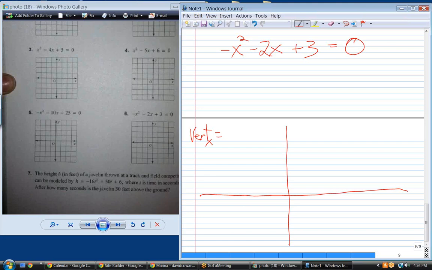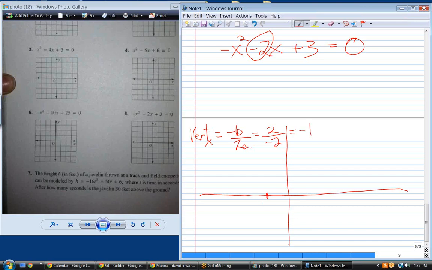For the vertex, I got 2 over 6. Okay, what's b? 2. B is actually negative 2. In other words, B is this, and this is C, but we don't need C for the vertex, and A is negative 1. So when I do minus b, minus 2, I get a plus 2 in the numerator. The denominator, A is negative 1, so 2 times negative 1 is a minus 2. So the x-coordinate of my vertex is minus 1.